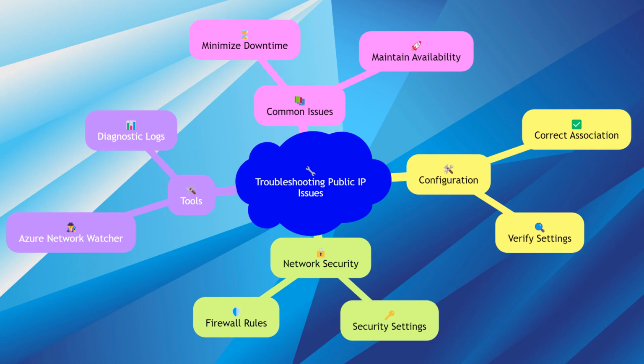Troubleshooting issues with public IP addresses involves checking the configuration, ensuring the IP address is correctly associated with the resource, and verifying network security settings. Tools like Azure Network Watcher and diagnostic logs can help identify and resolve connectivity problems. Understanding common issues and their solutions can minimize downtime and maintain service availability.